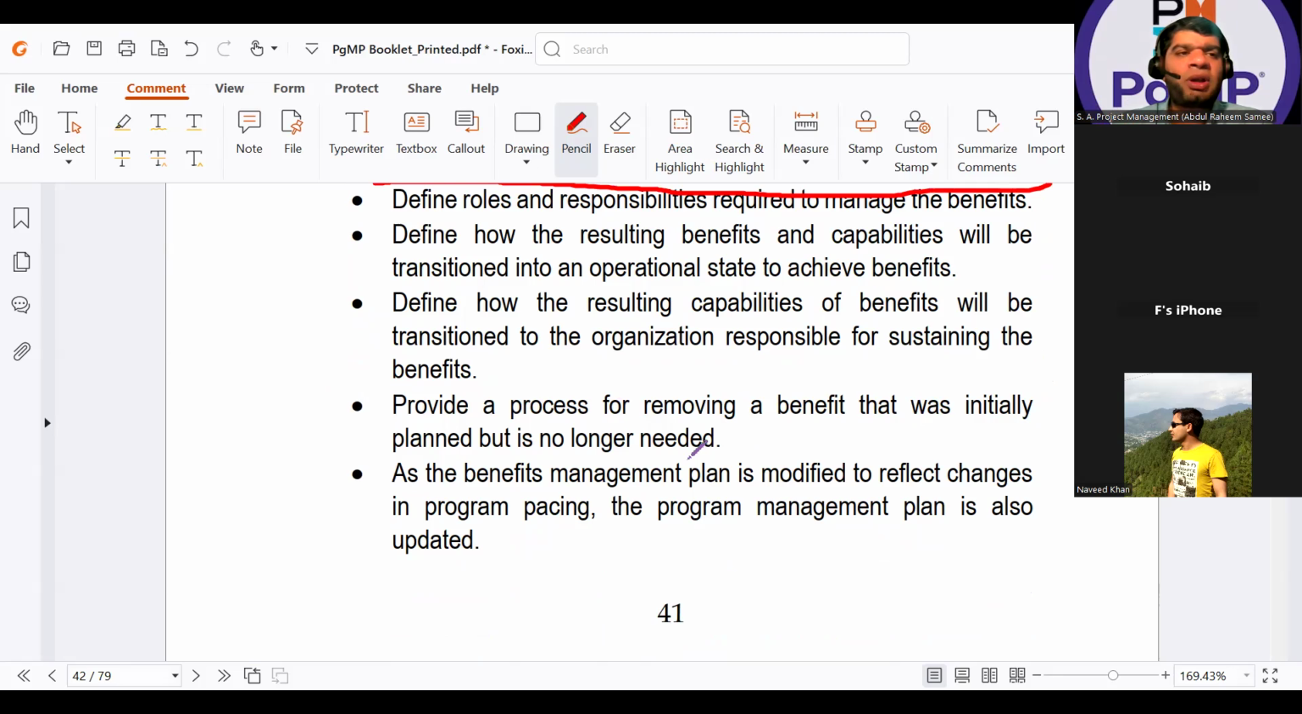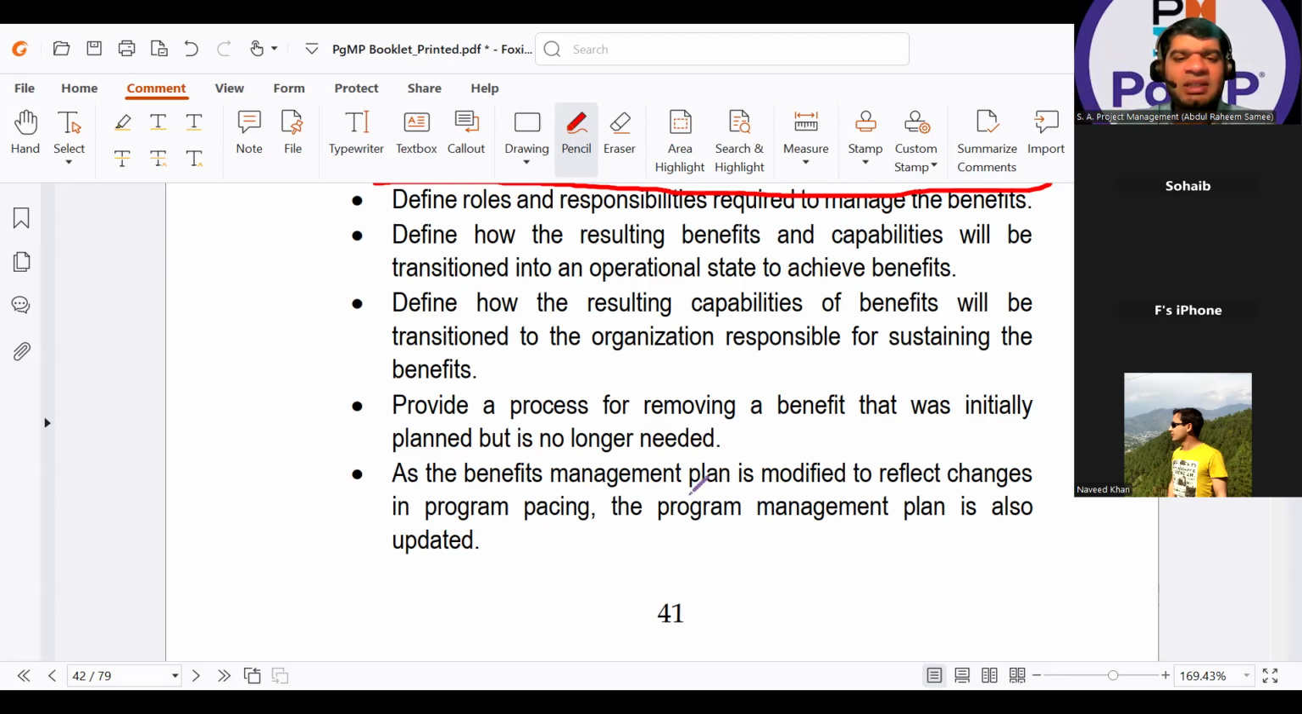Provide a process for removing a benefit that was initially planned but is no longer valid. This is a new term in the 5th edition, so take care of this. Yes, you can update a benefit which is ongoing, but you can also remove a benefit which is no longer relevant to your program. So the benefits management plan will tell me how I will remove this benefit.